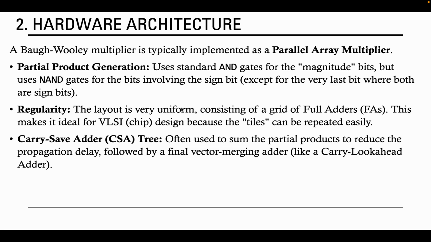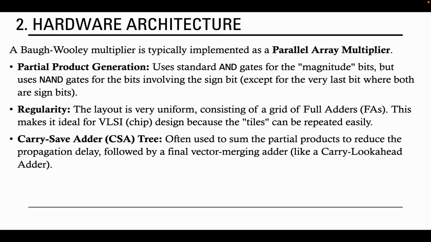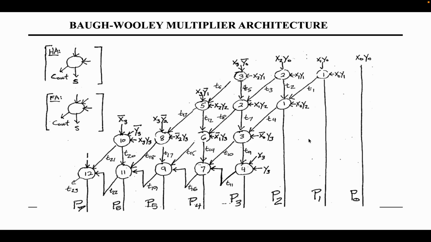Regularity. Since the layout is very uniform, consisting of a grid of full adders, it is ideal for VLSI chip design because the tiles can be repeated easily. Here, whatever you are seeing will be replaced with these full adders. So it is very easy to replicate and write the code. Also, it is very easy for making the chips. Whatever carry is left at the bottom is added using a carry save adder, often used to sum the partial products to reduce the propagation delay, followed by a final vector merging. Whatever carry you get at the end of the addition will be resolved using a carry look ahead adder or a carry save adder. This is your architecture. This is how your Baugh multiplier looks.